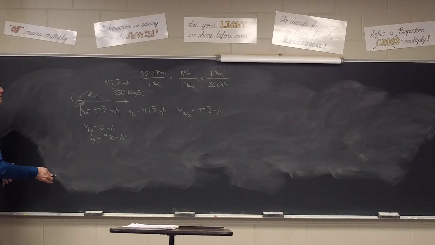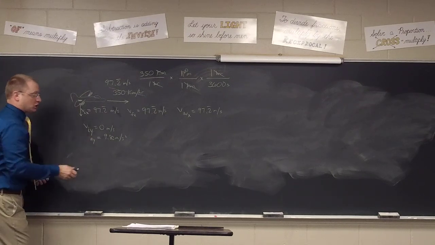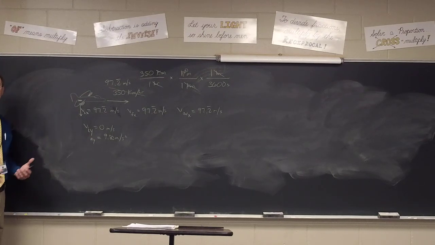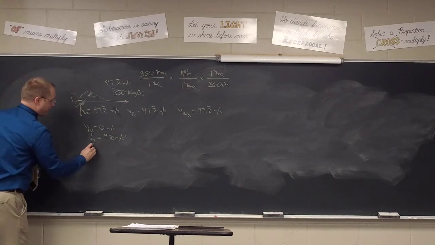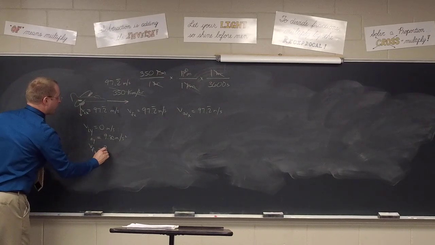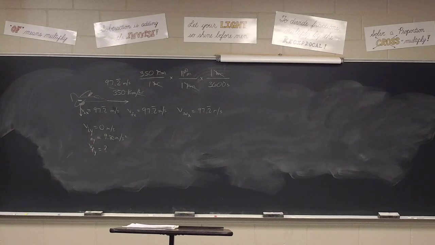And eventually, this bomb is going to get faster, faster, faster until right before it hits the ground, it's going pretty fast, right? We don't know how fast. We'll say that's the final velocity in the y, and we don't know that. Make sense? What else do I know about the vertical movement of this bomb?